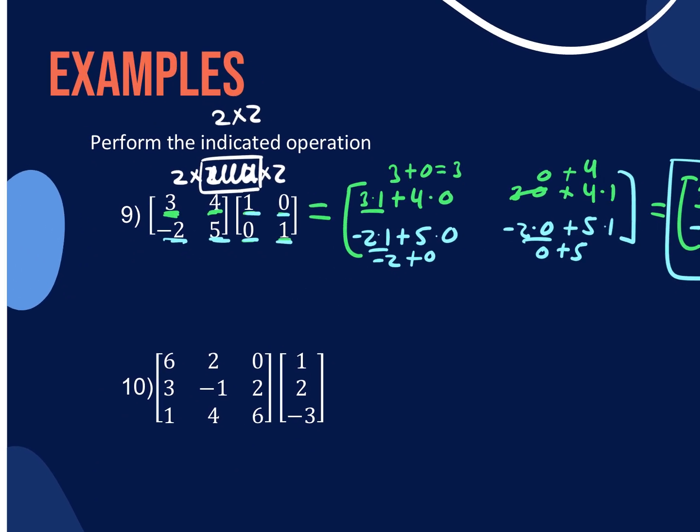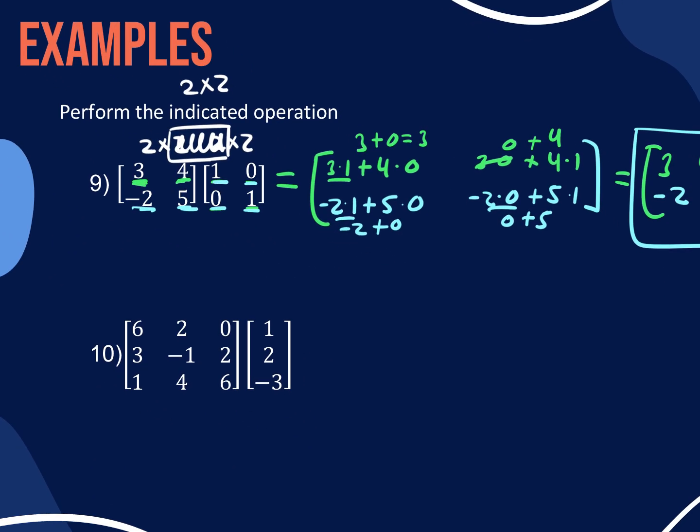All right, let's see if we can do the same thing with this next one. So let's look at this first matrix. It is a 3 by 3. This next matrix, we have 3 rows and 1 column, so it's a 3 by 1. These inner numbers are the same, so we can just cross them out, and our final answer we know is going to have 3 rows and 1 column.